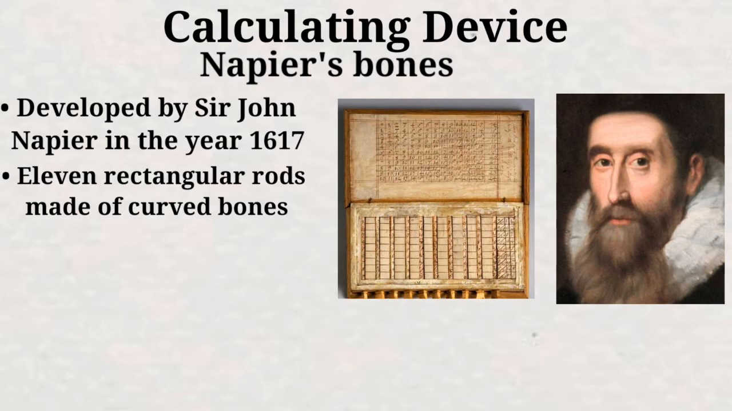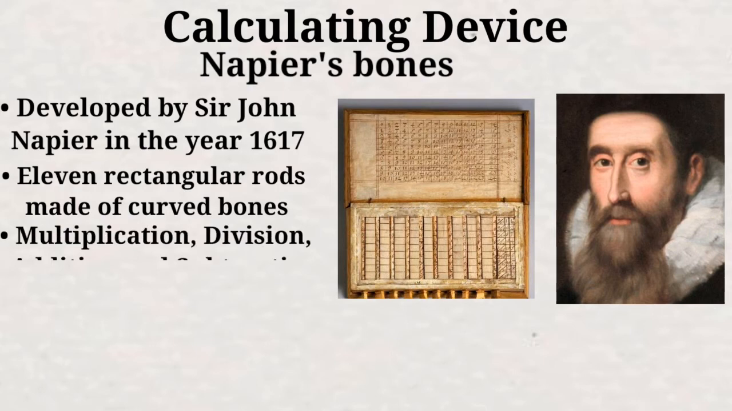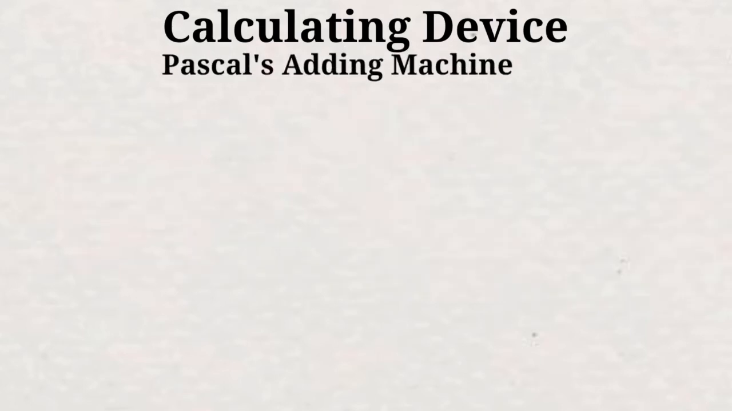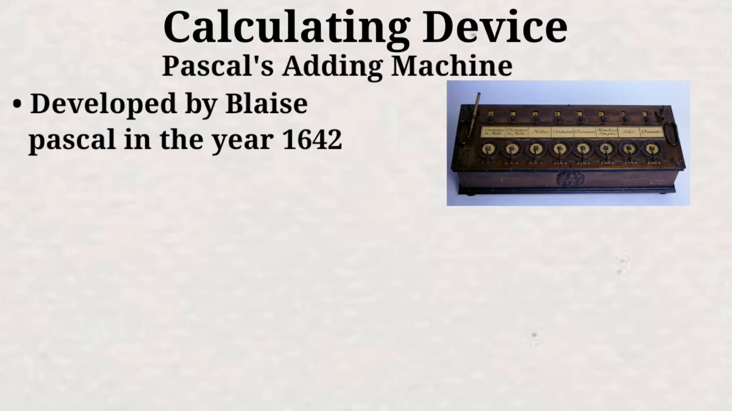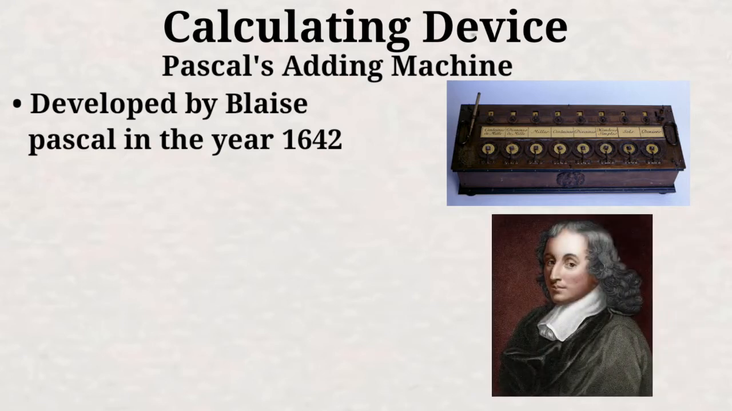This device was meant for simple calculations like multiplication and division. Besides this, addition and subtraction of numbers could also be performed. Students, the next calculating device is Pascal's adding machine. This device was developed by Blaise Pascal in the year 1642.